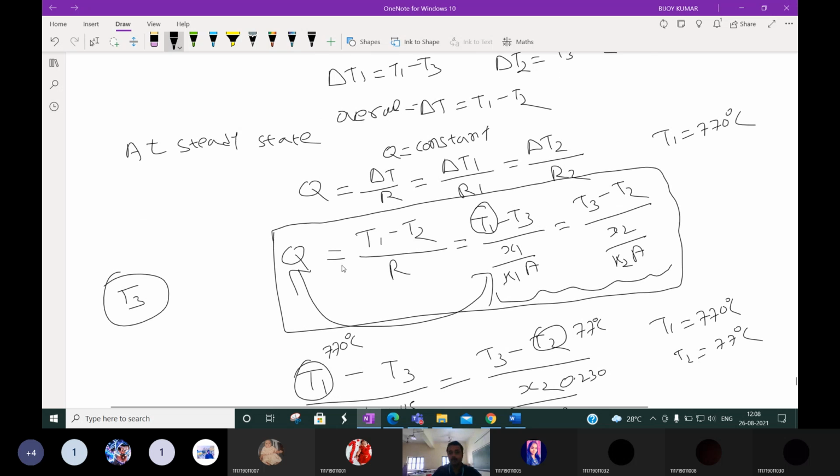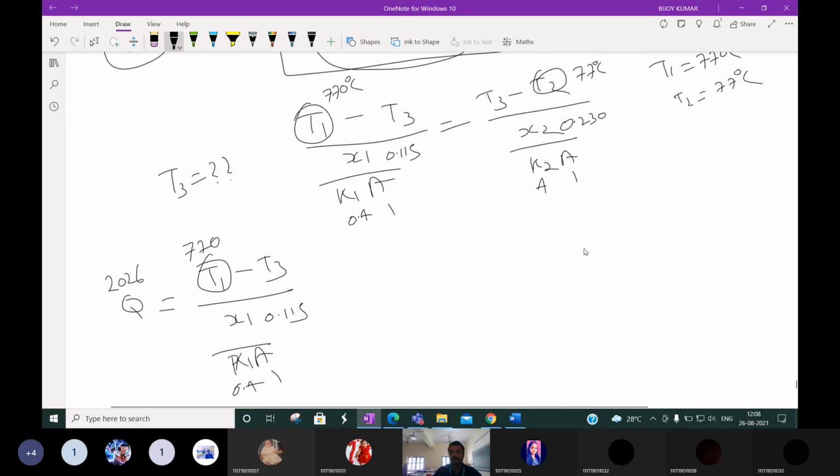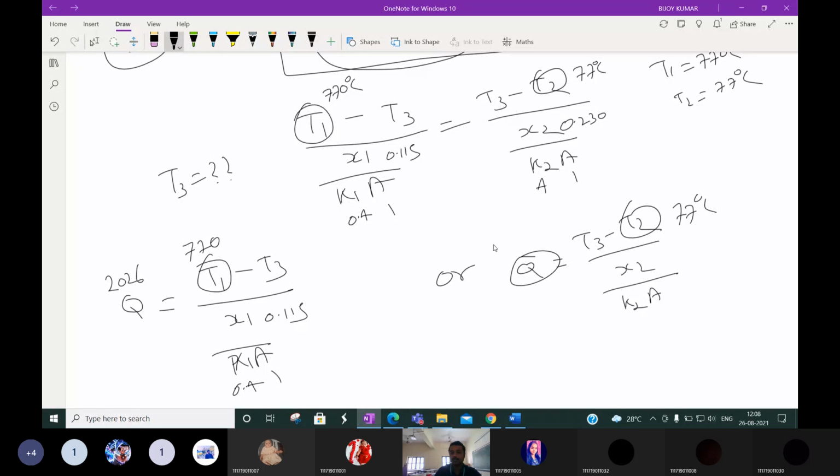Or else we can compare Q with this one. Q is equal to T3 minus T2 by X2 by K2 into A. T2 is 77 degrees centigrade, Q is 2026, K2 is 4, X2 is 0.23, and area is 1. By any method, you will find the same T3 value. Whichever method you find easy, you have to prepare that.